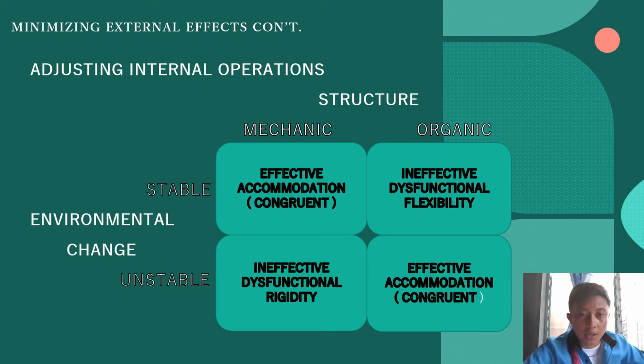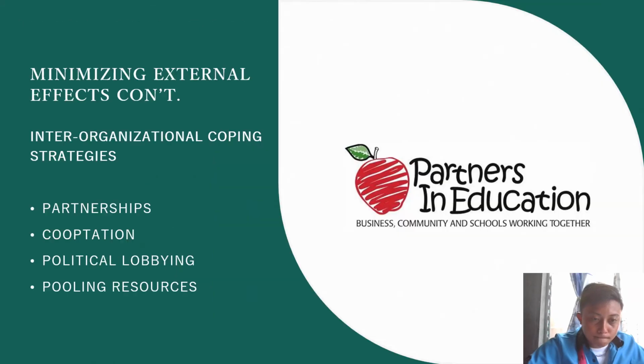So, adjusting internal operations, minimizing external effects. There is a structure, and it is classified in an environmental change, the stable one and the unstable one. And it is classified in mechanic and organic. And as what you can see in the structure, it is an opposite with each other. So, minimizing external effects.